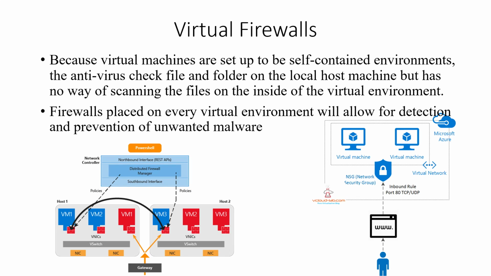To secure a virtual environment, it is important to add software firewall to each virtual machine on that hardware system. When a single hardware system contains multiple virtual machine environments, there is no way to monitor transactions between each virtual machine. Because of this, it is easy for malware to be spread throughout all virtual environments without getting detected. Firewalls placed on every virtual environment will allow for detection and prevention of unwanted malware.